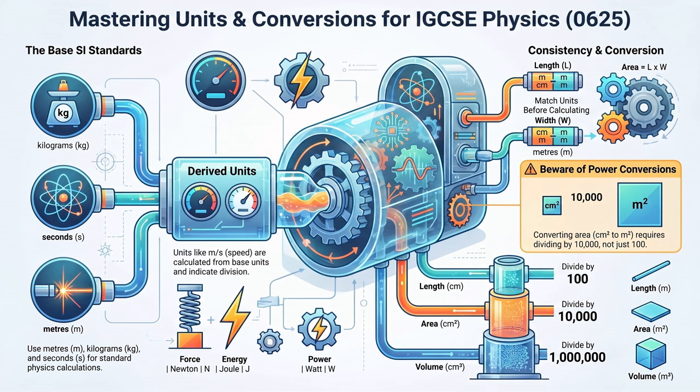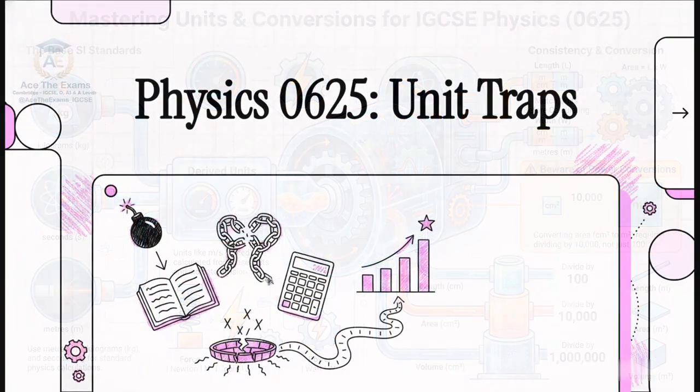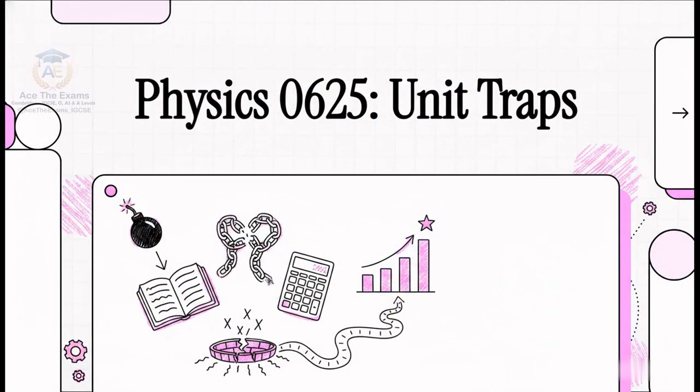You've been memorizing physics equations for weeks, right? But if you're still dropping marks on calculation questions, the problem isn't your math. It's a trap hidden right in the numbers.